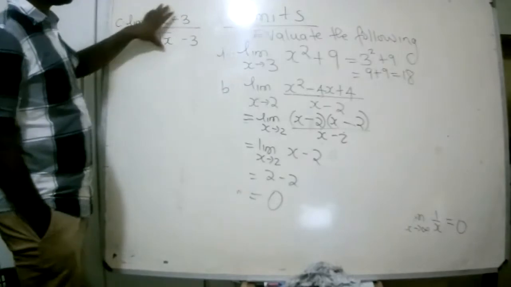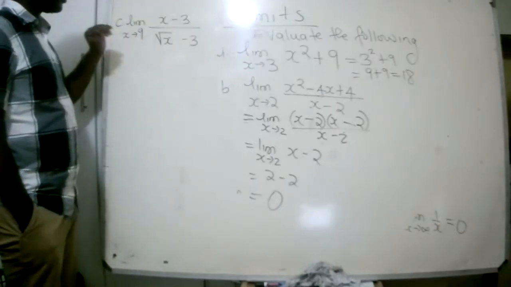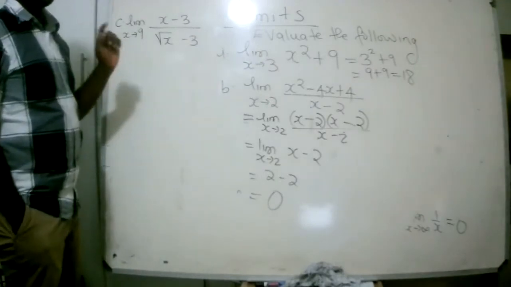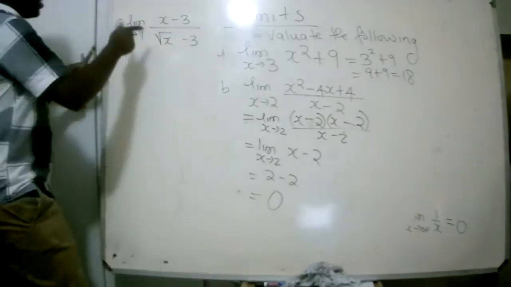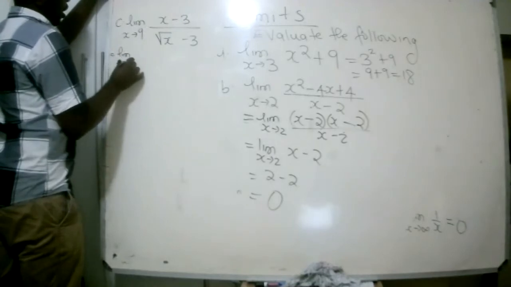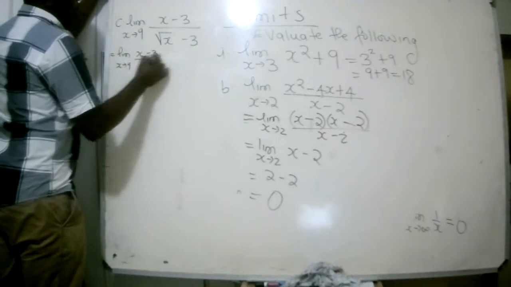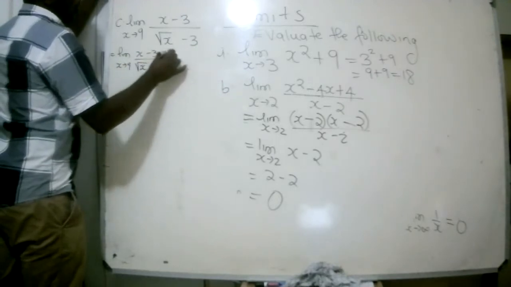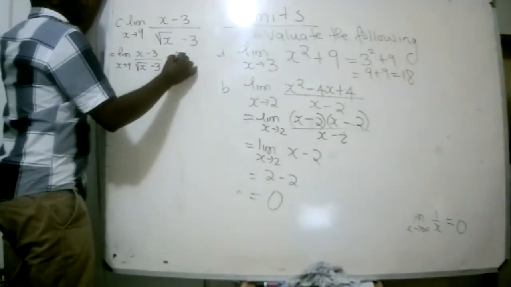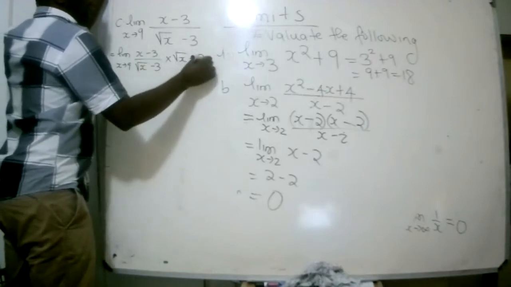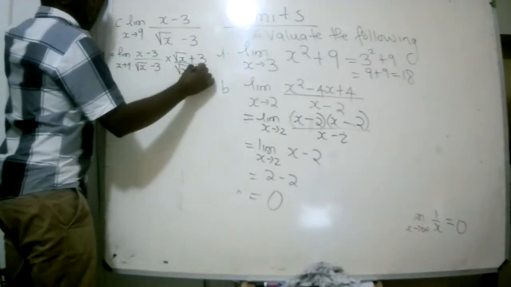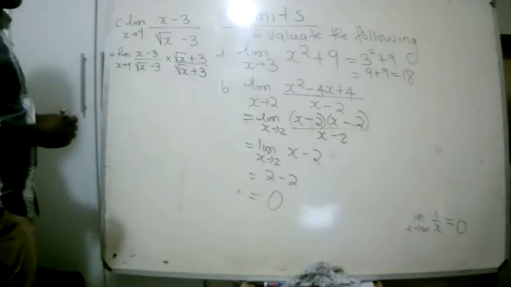And the simplification of this is not as easy as we may think. So we have to do what is called rationalization. So let's rationalize this expression. So we're going to have the limit as x approaches 9 of x minus 3, all divided by root of x minus 3. So this is what we do when we rationalize. We must take the denominator that has the root and then change the sign. If we have negative, we change it to positive, and we divide by exactly the same expression. By doing so, we have done what is called rationalizing.